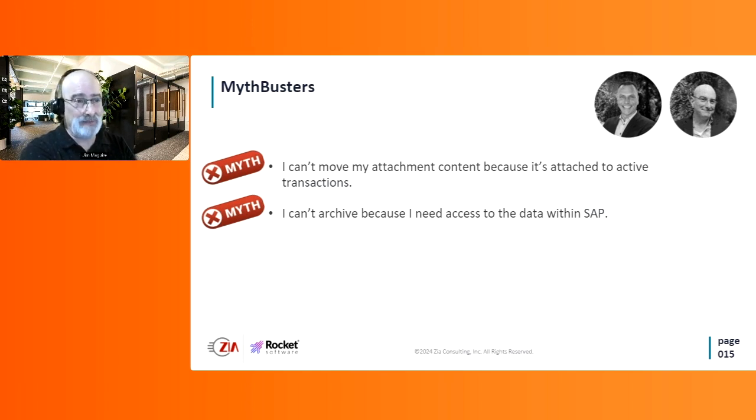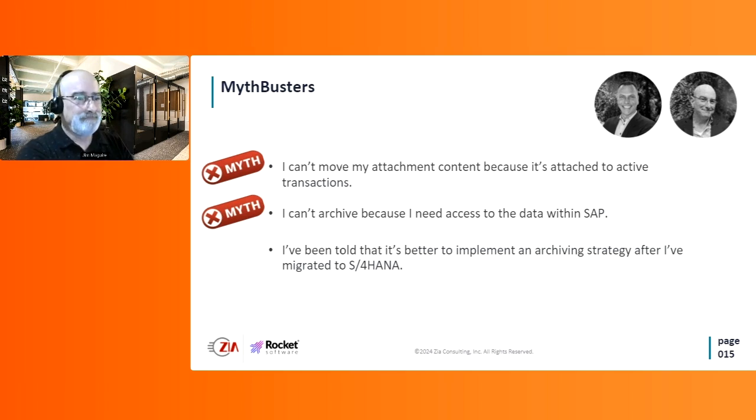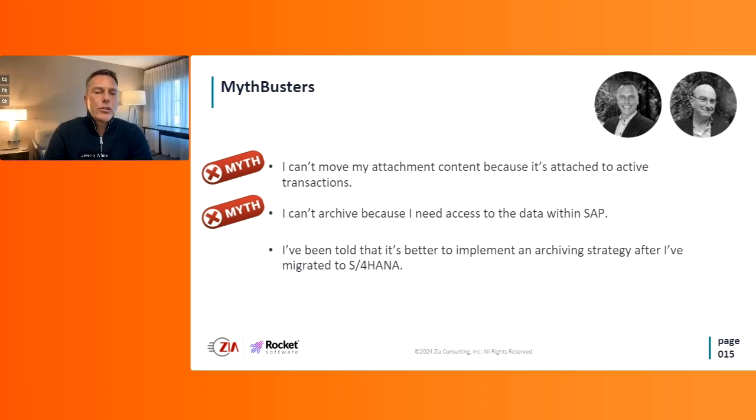Excellent. Next one: "I've been told that it's better to implement an archiving strategy after I migrate to S/4HANA." This one is a little bit of a preference, but what we learned over the past couple of Sapphires is that this is a myth. Almost all of the customer success stories that we heard at Sapphire said they wish they would have embarked on their archive strategy prior to going to S/4HANA. There are several reasons: keeping and migrating a smaller database, but also the cost, and the confusion of the content.